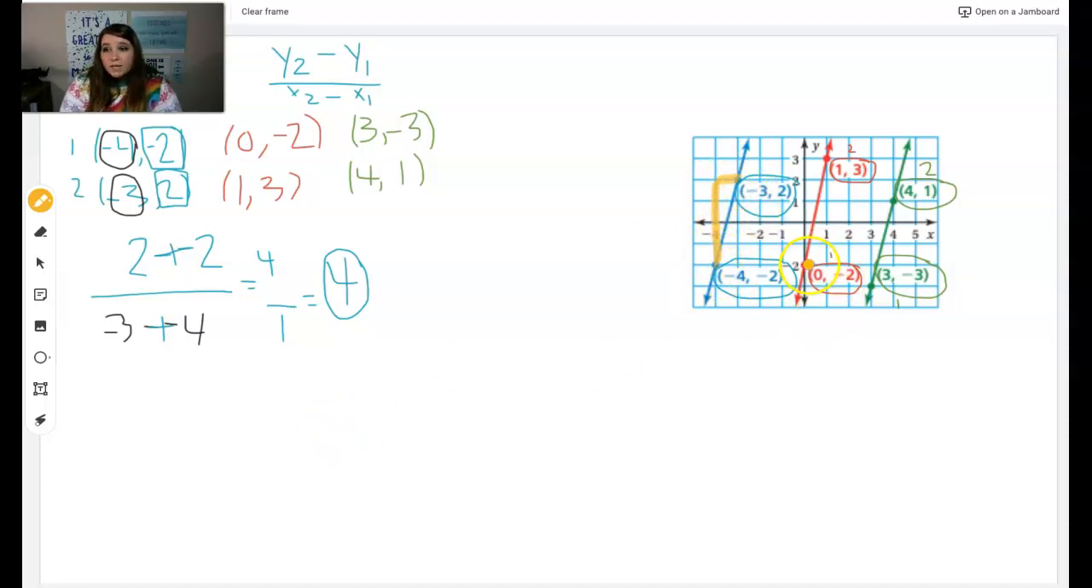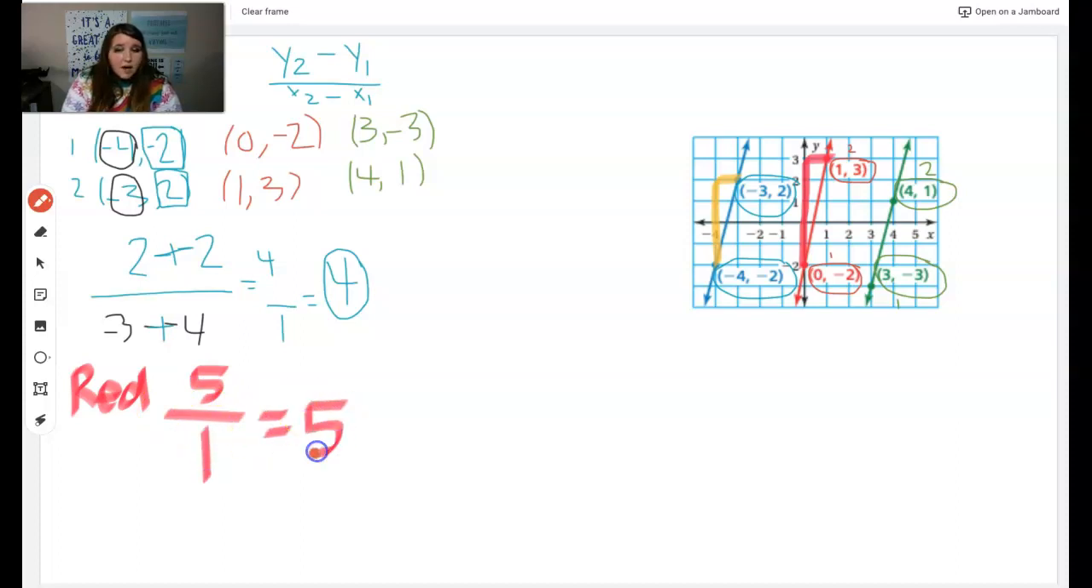Now, we can use rise over run to find the red one, or you can choose to do subtraction, your choice. But this one, you go up 1, 2, 3, 4, 5 lines, and then over 1. So the red slope, the slope of the red line is 5 over 1, or just 5.